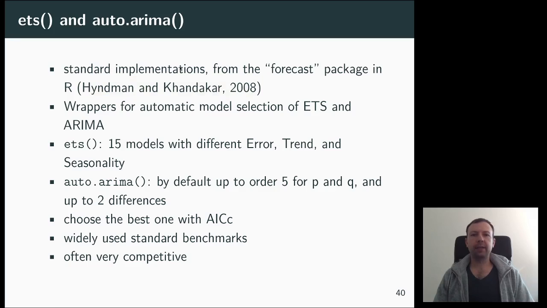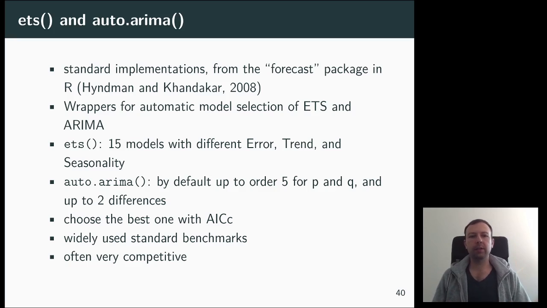Now there is this standard implementation of these methods from the forecast package in R. So this is a very, very well-known implementation, and it's used as a standard implementation. There's these two functions, ETS and auto.ARIMA. And actually they are both wrappers for automatic model selection of both ETS and ARIMA.